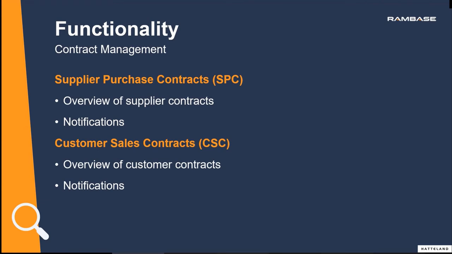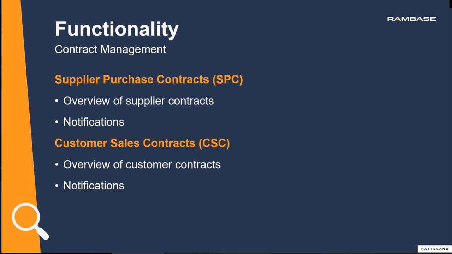The next on the plan is to look at the new applications created to keep an overview of both supplier purchase contracts and customer sales contracts. And as you can see here, these are divided into 2 applications. In the SPC application, you register the contracts that you have towards the supplier. And in the CSC application, we register contracts towards customers.